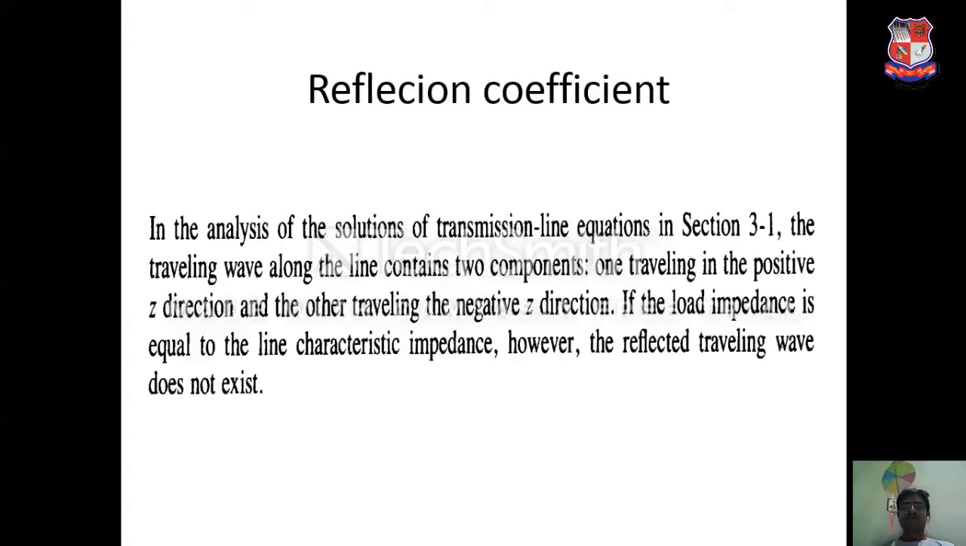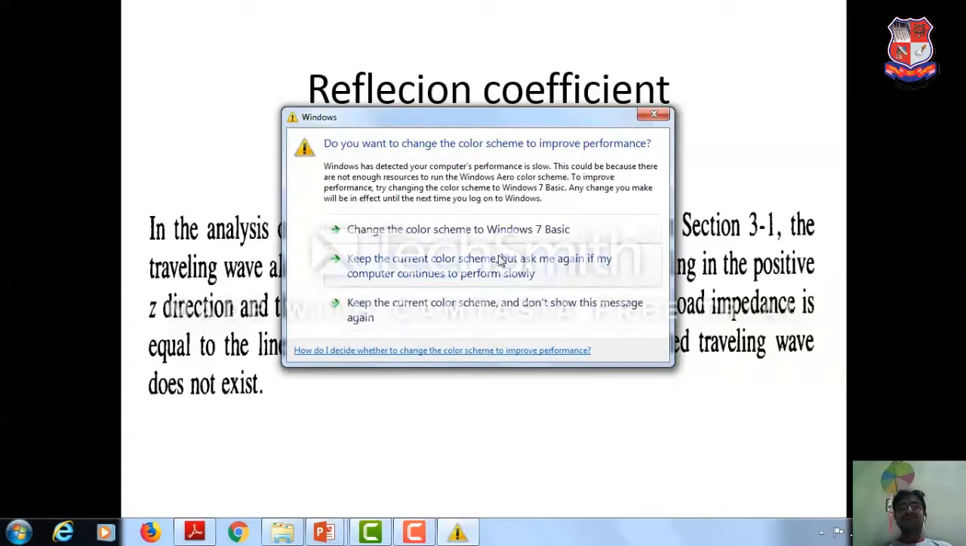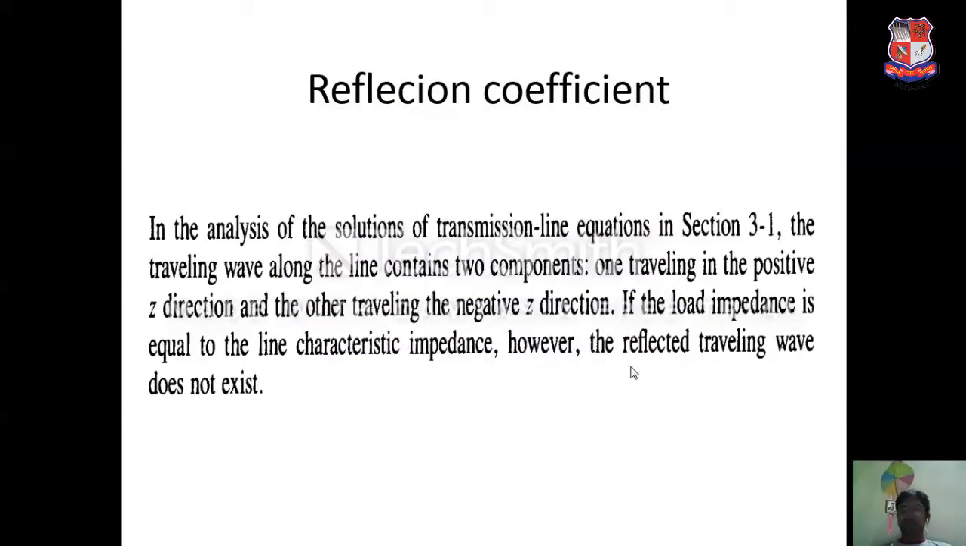Now when we say that the voltage, or in general any signal, is propagating in the positive z direction as well as the negative z direction, it means that we are talking about two things. The first is the transmitted signal and the second is the reflected signal. Both are the impact of the boundary.